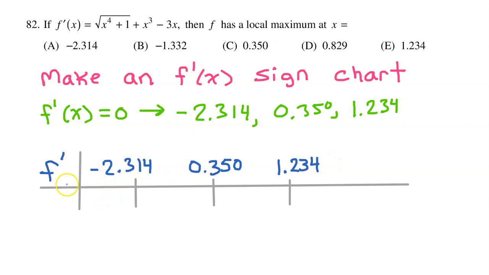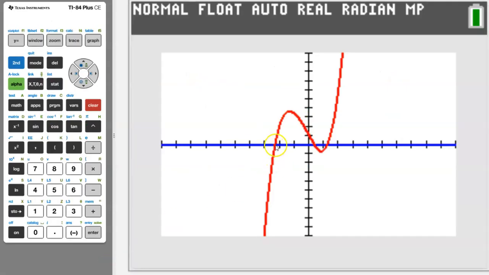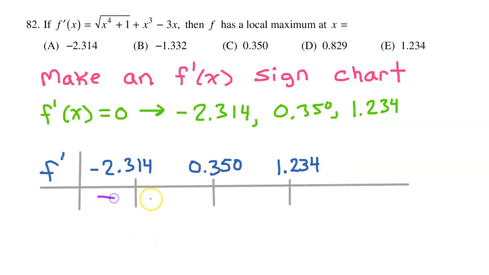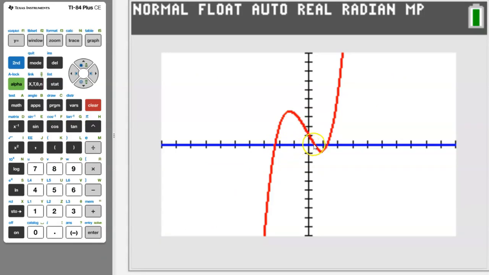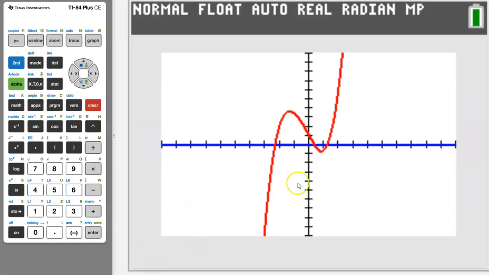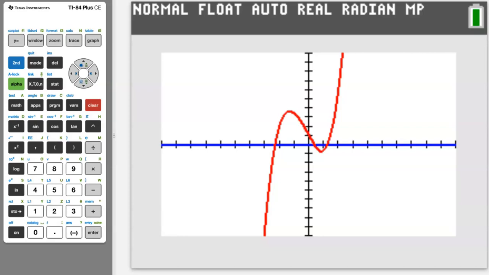Now we need to figure out whether f prime is positive or negative in each interval. We can find that easily just by glancing at the graph. So to the left of the first x-intercept, f prime is below the x-axis, so it starts off negative. So we're negative in this interval. Between the first two x-intercepts, f prime is positive, above the x-axis. So it's negative, and then positive, and then it's going to be negative again between the last two x-intercepts. And then, of course, it's positive at the end.